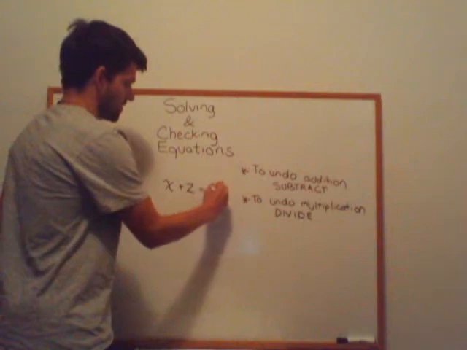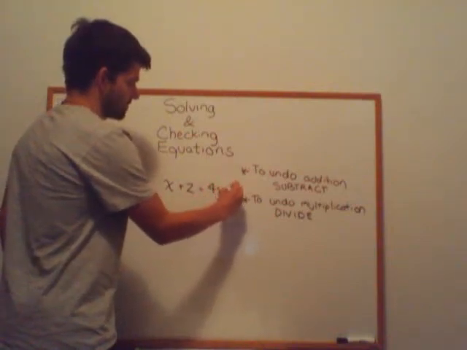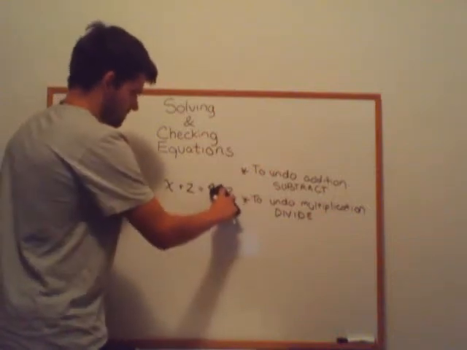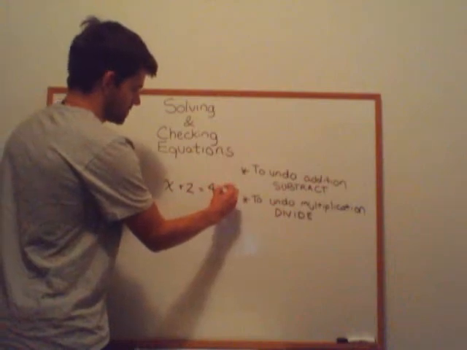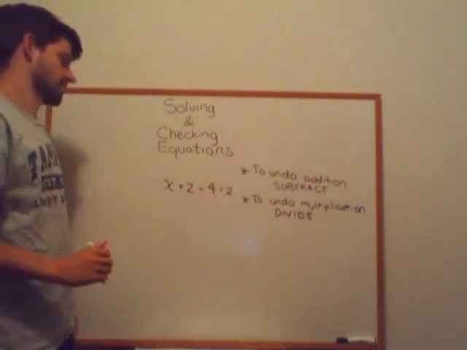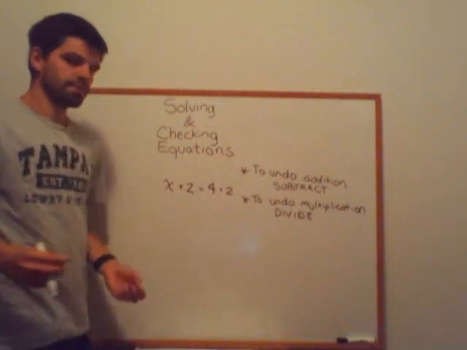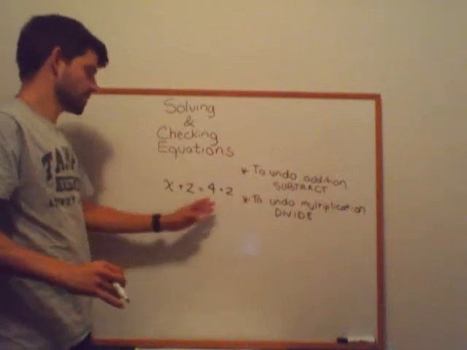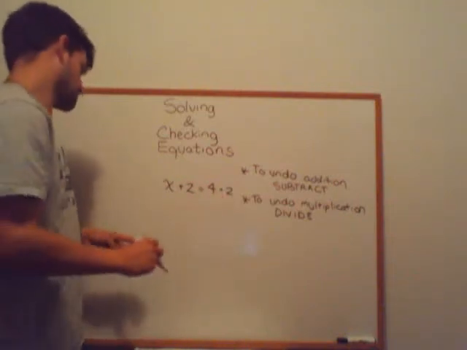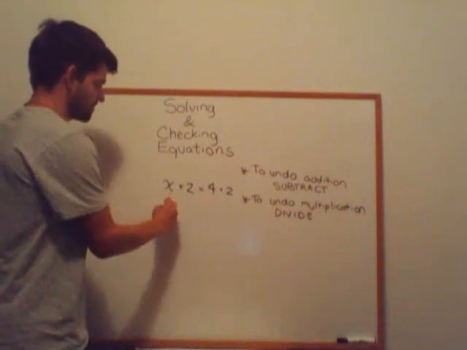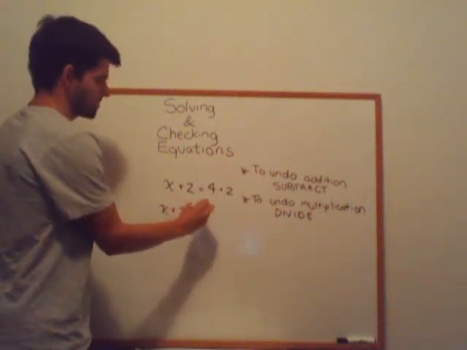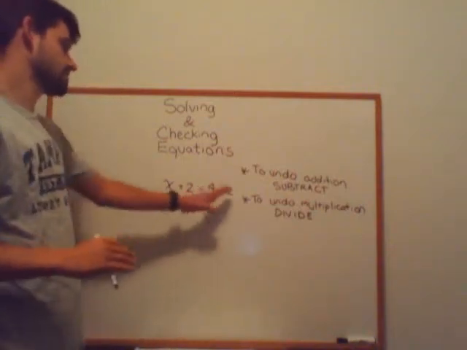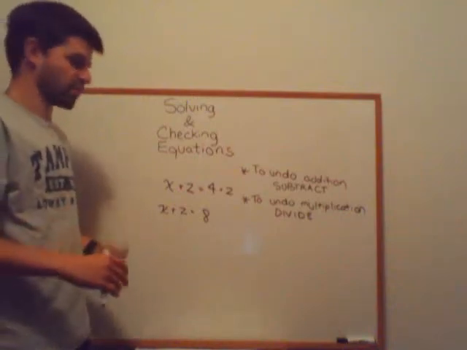So in my first example we have x plus 2 equals 4 times 2. The first thing that we want to do is make things easy for yourself. And the way that you can do that is solve for the side you know. So for this we're going to do x plus 2 equals 4 times 2 is 8. That's your first step. Make the one side easy to solve for instead of having different parts.